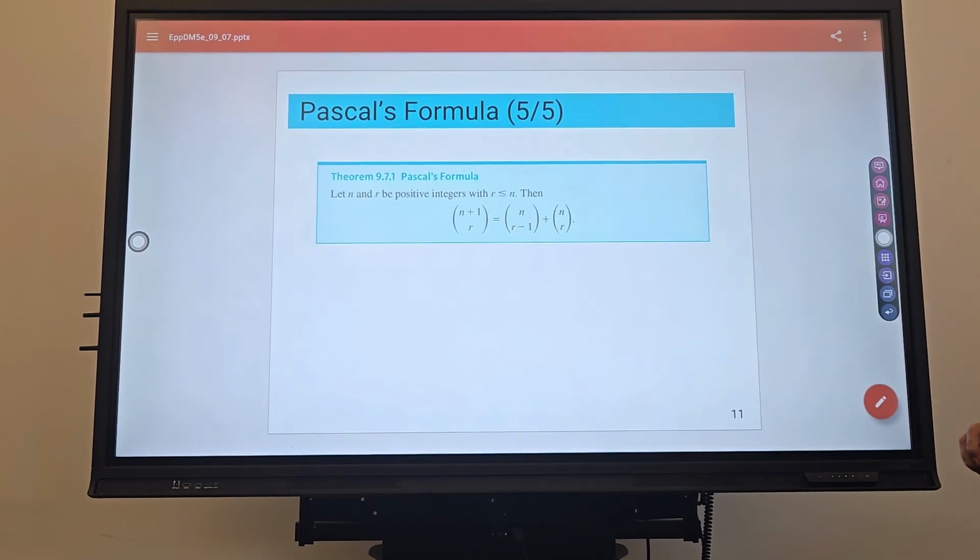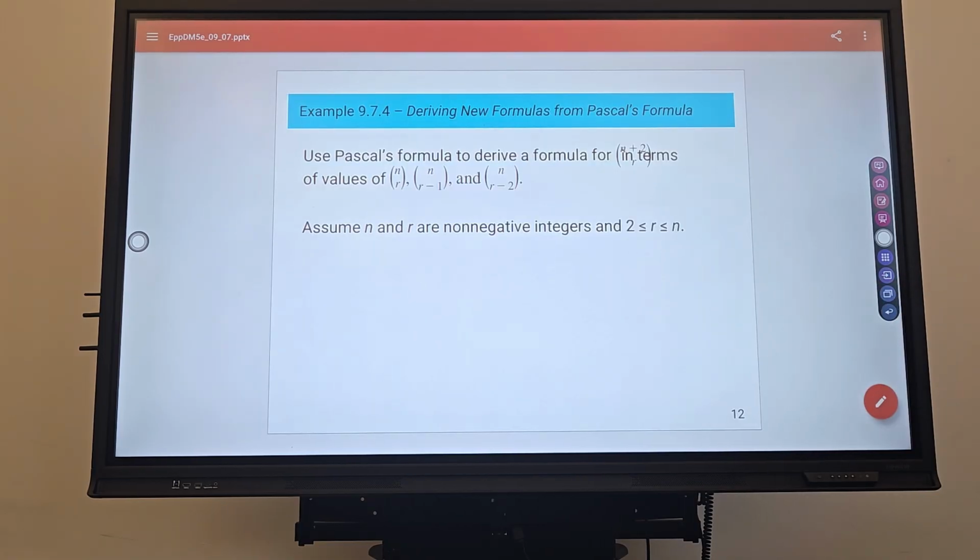So, Pascal's formula, theorem 971: n plus 1 choose r equals n choose r minus 1 plus n choose r. Use Pascal's formula to derive a formula for n plus 2 choose r in terms of values of n choose r, n choose r minus 1, and n choose r minus 2. Assume n and r are non-negative integers and 2 is less than or equal to r, which is less than or equal to n.